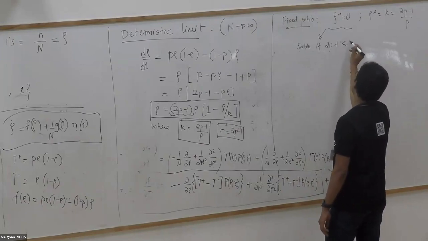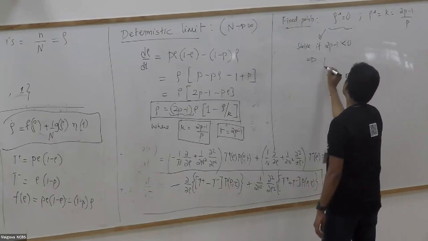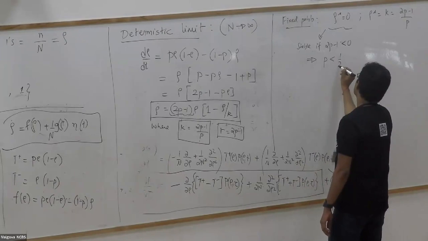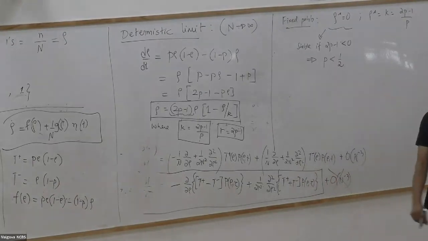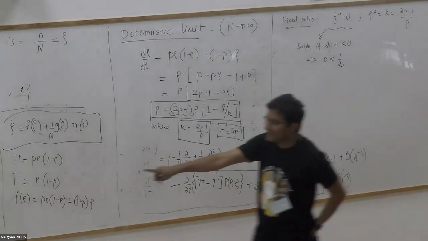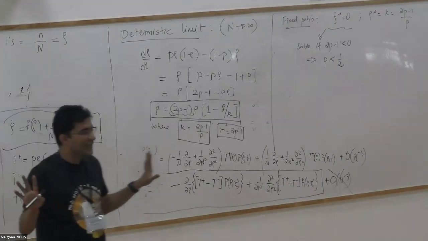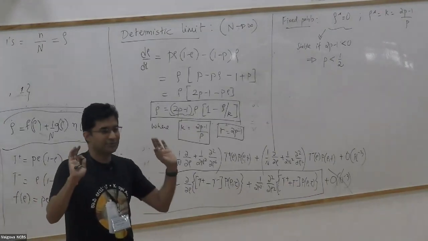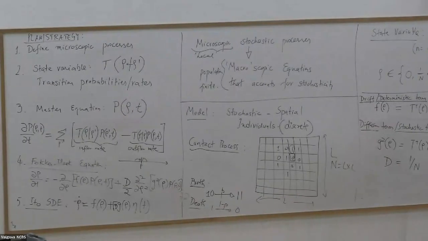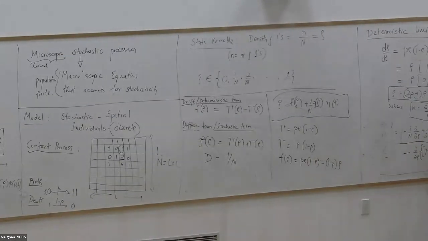One is, this means if P is less than half. So what this tells you is that unless the probability of reproduction is half, the entire landscape will only have zeros. Okay, so it has to be greater than half.